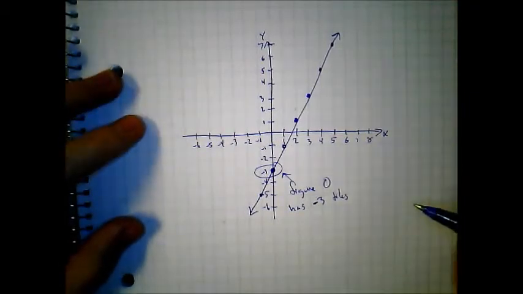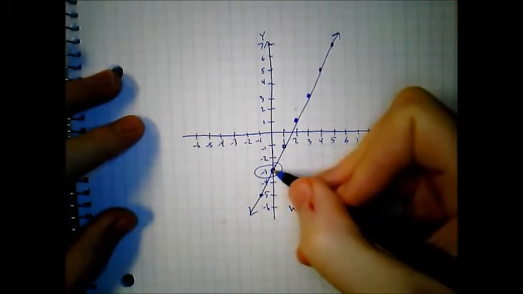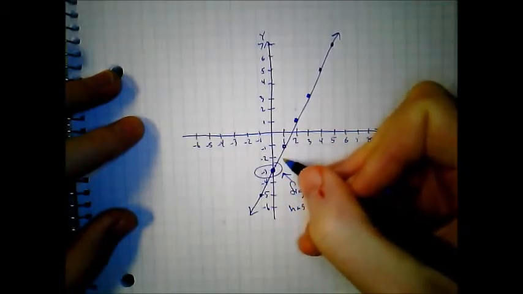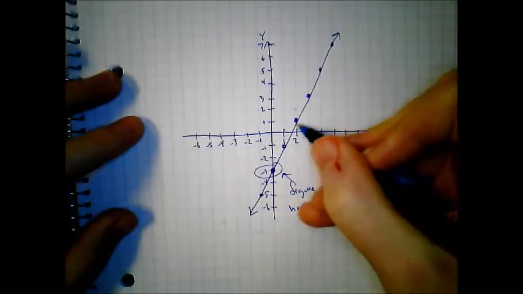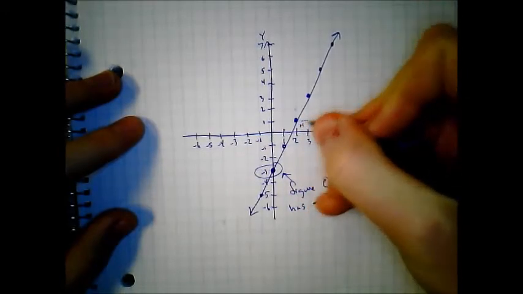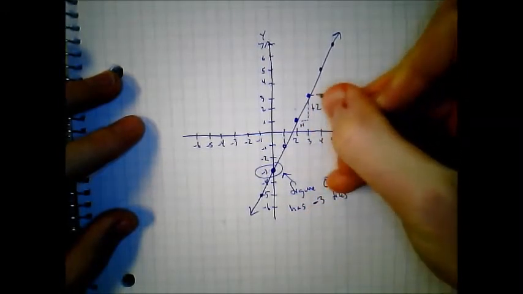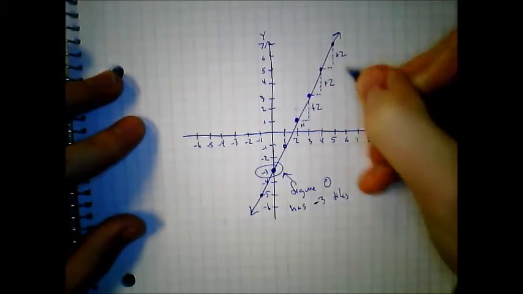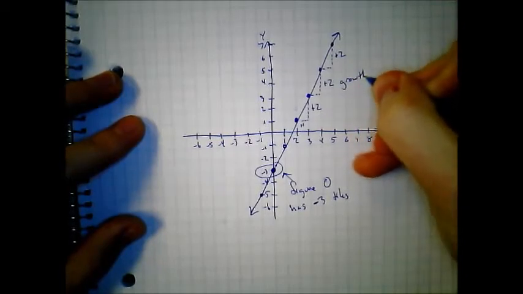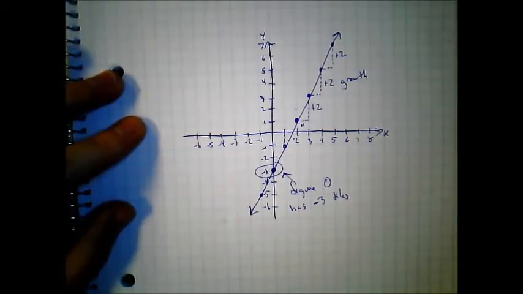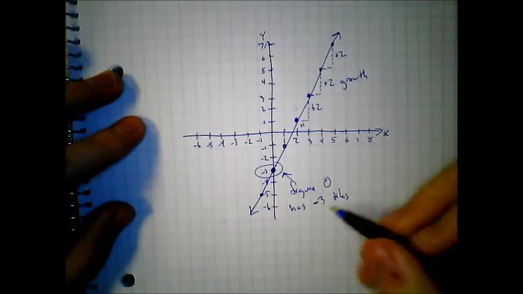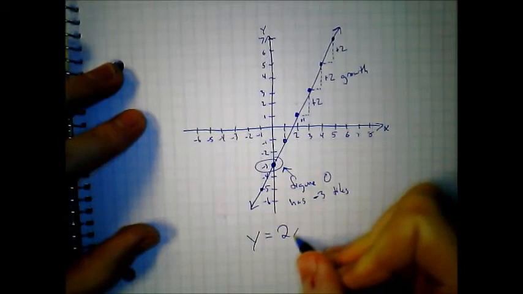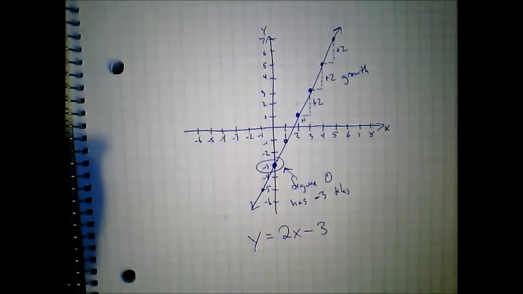So there's negative 3 tiles in figure 0, and as we go from figure 0 to figure 1, we're adding 2 tiles. From figure 1 to figure 2, we're adding 2 tiles. From figure 2 to figure 3, we're adding 2 tiles, and this is the same throughout the line. So this plus 2 is our growth. Now we have our growth, which is positive 2, and the number of tiles in figure 0, which is negative 3, so our equation is y equals 2x minus 3.